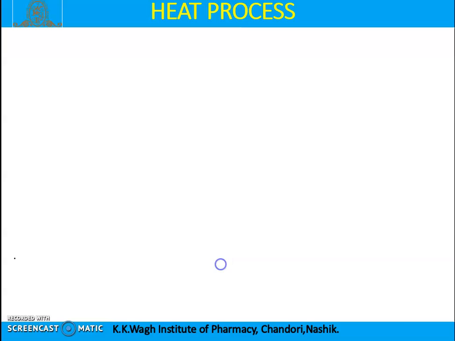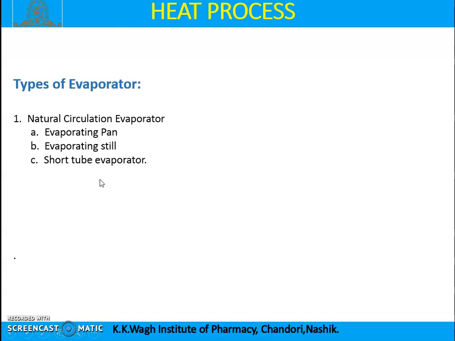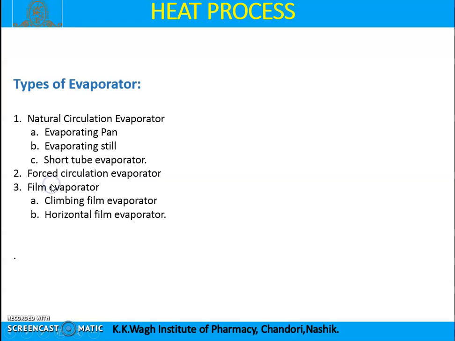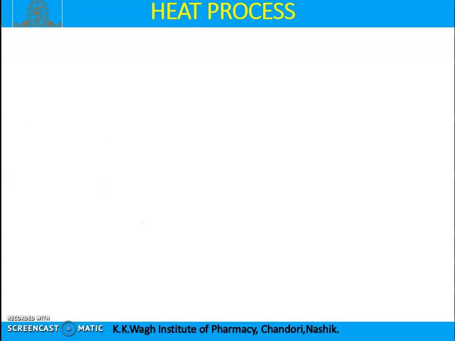Then next, types of evaporators. Natural circulating evaporators, of which there are three types: evaporating pan, evaporating still, and short tube evaporator. Then forced circulating evaporators. The third one is the film evaporator, which is divided into two parts: climbing film evaporators and horizontal film evaporators. Then multiple effect evaporators, and the last one is evaporation under reduced pressure. Let's see one by one. The first one is the evaporating pan.